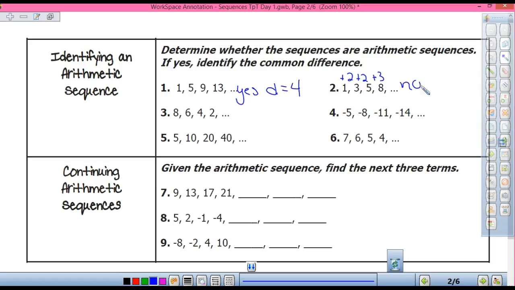Okay, and number 3? Yes, and what are they doing? They're minusing 2, so my common difference is going to be negative 2. There you go. Okay, how about number 4? Yes, and why? They're minusing 3, so D equals negative 3. Good.